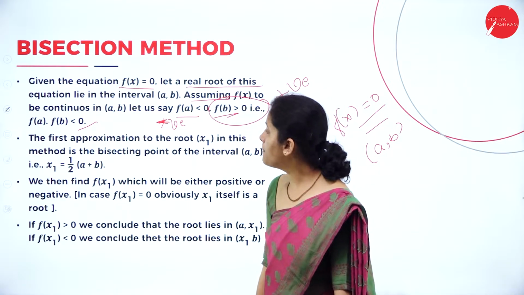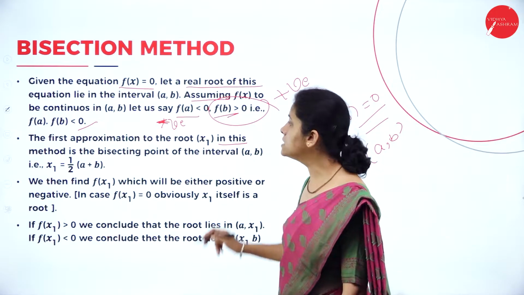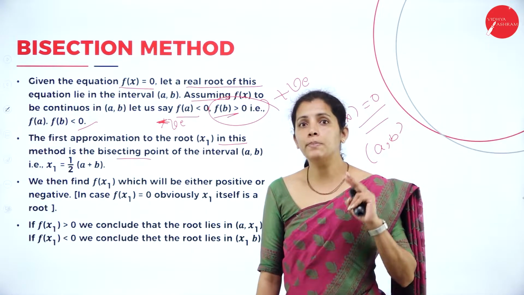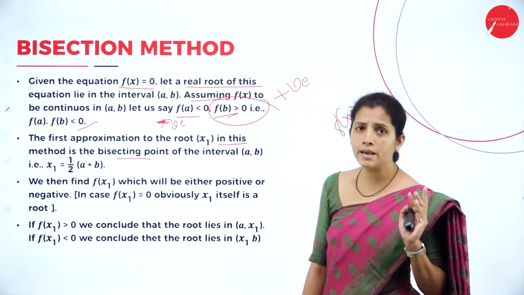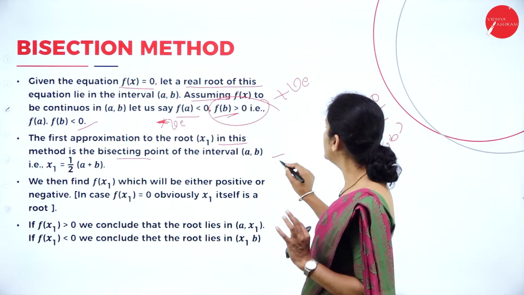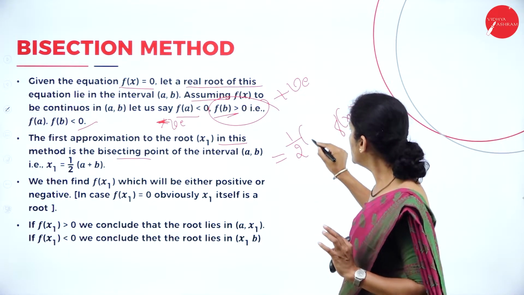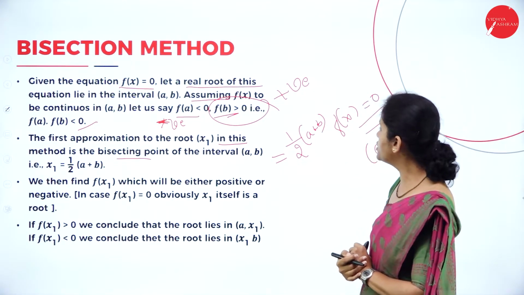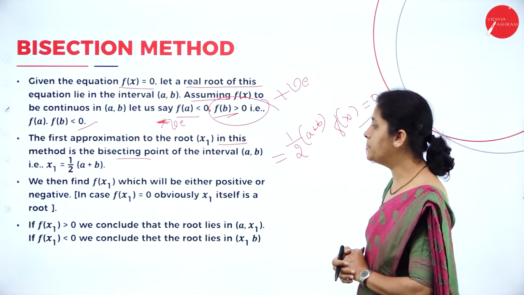So the first approximation to the root, that is x1 in this method, is the bisecting point. So what is the bisecting point? That is nothing but the intersecting point. So what is my first approximation? I'm just going to assume that the intersecting point may be 1 divided by 2 times (a plus b). So my first approximation is x1 equal to half into (a plus b).